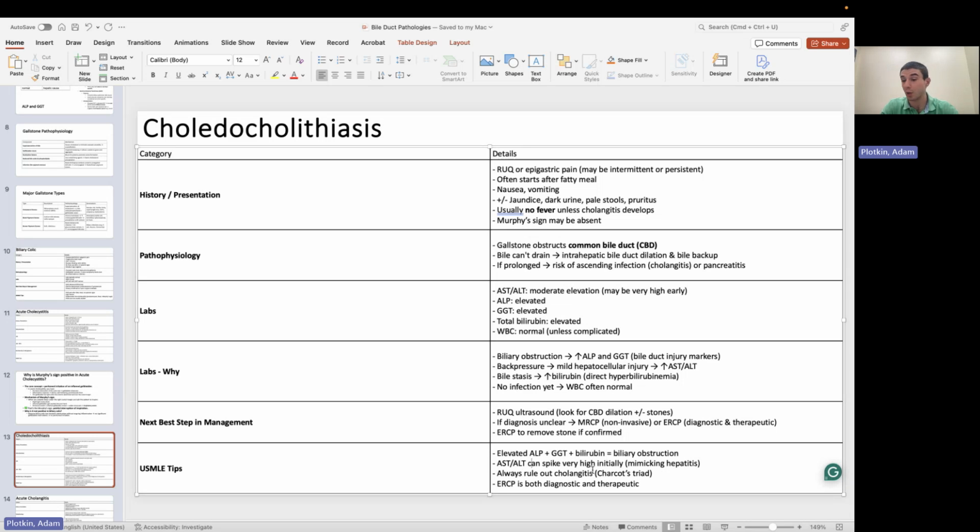We always want to rule out cholangitis. We're going to talk about Charcot's triad next. And then ERCP is both diagnostic and therapeutic. Again, right upper quadrant ultrasound, then we do an MRCP. Once we have our diagnosis, we do an ERCP, which is therapeutic and diagnostic.